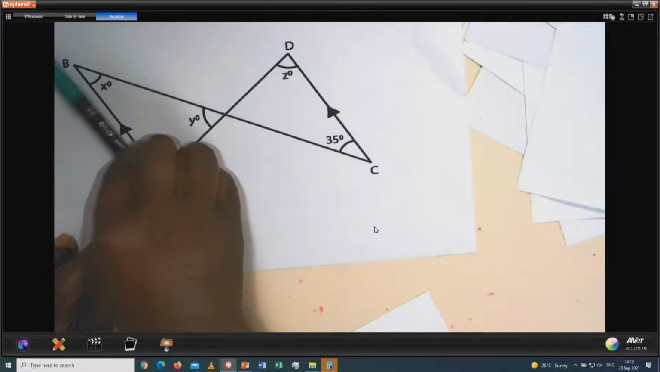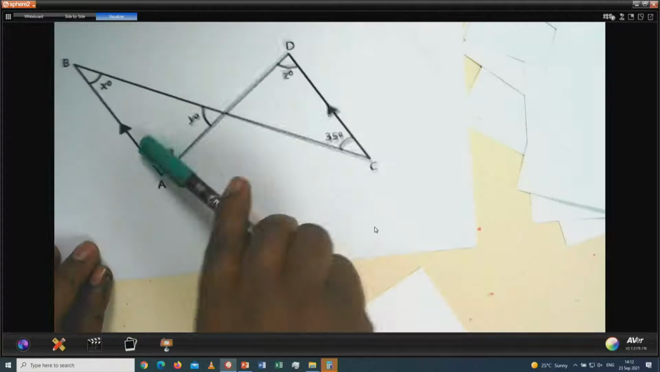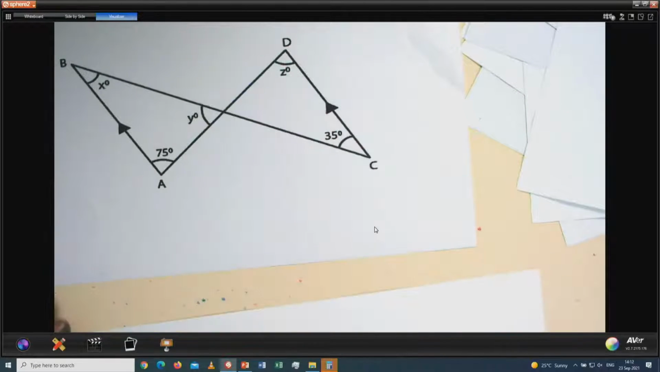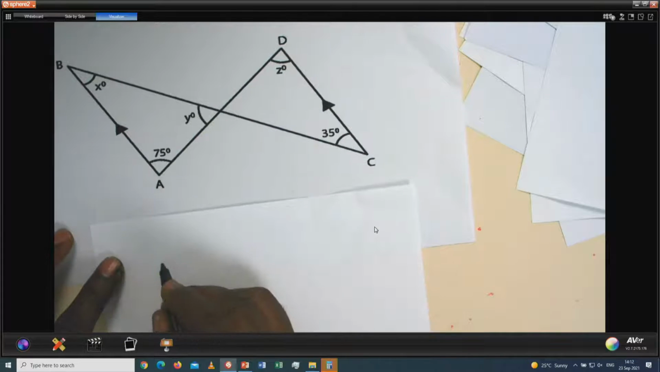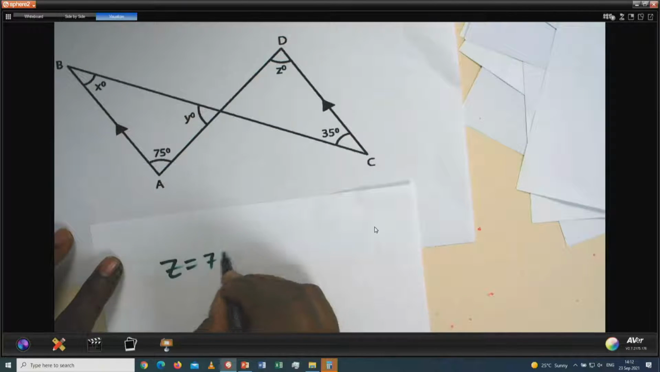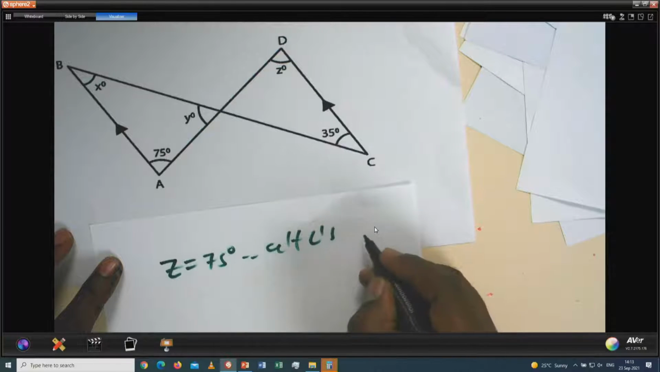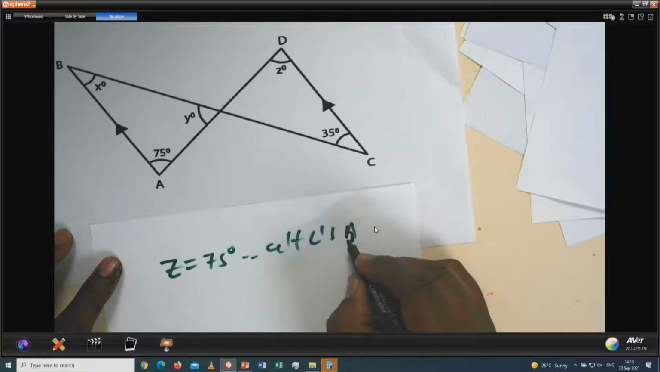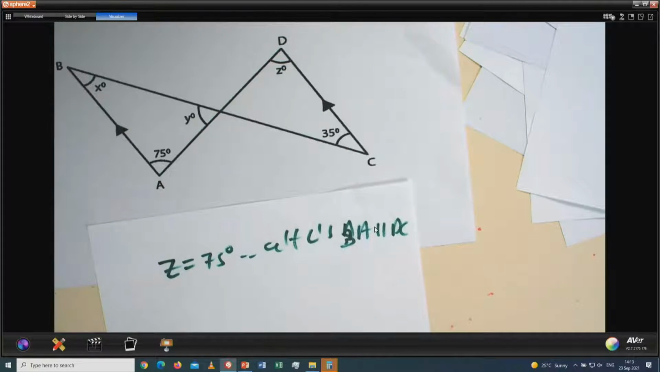This line is parallel to this line. Therefore, the angles are on both sides of a transversal. What does that tell us? It tells us, okay, Z is equal to 75 degrees. Alternating angles, because BA is parallel to DC. Now we've got your Z.